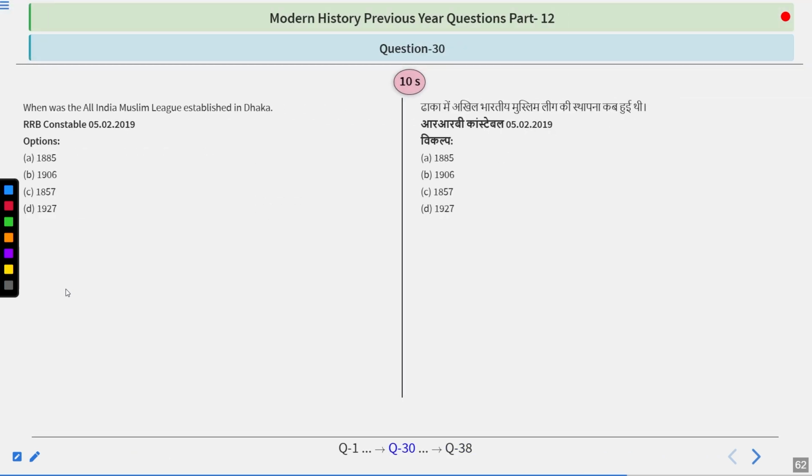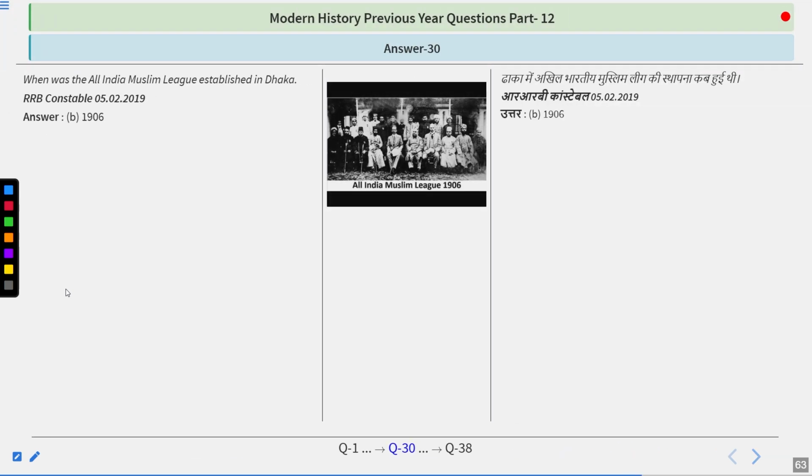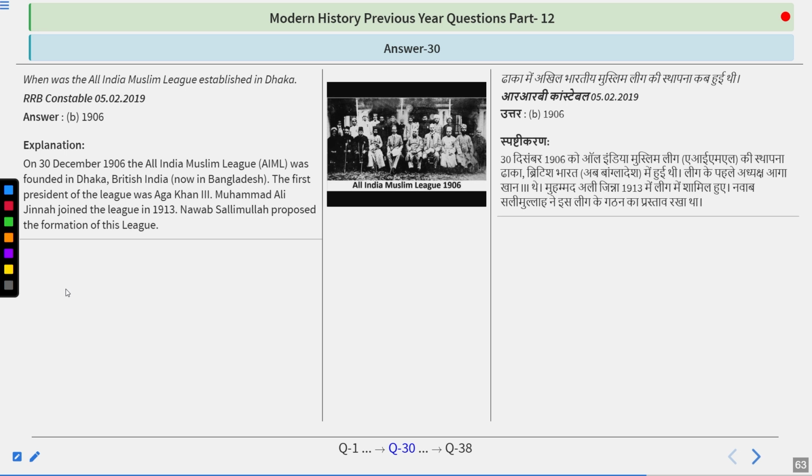When was the All India Muslim League established in Dhaka? 1885, 1906, 1857, 1927. Simple question. And the answer is also simple. The answer is 1906. On 30th December 1906, the All India Muslim League was founded in Dhaka, British India, now in Bangladesh. The first president of the league was Aga Khan III. Muhammad Ali Jinnah joined the league in 1913. Nawab Salimullah proposed the formation of this league, and Nawab Waqar-ul-Mulk was also one of the co-founders of this.